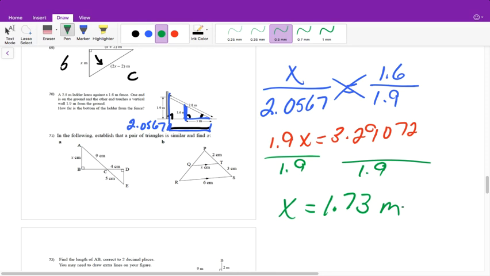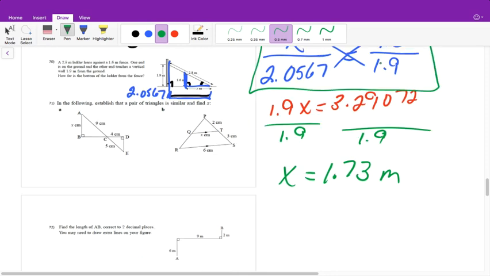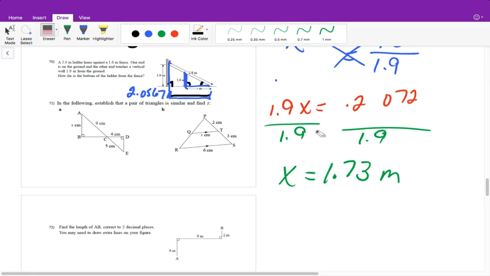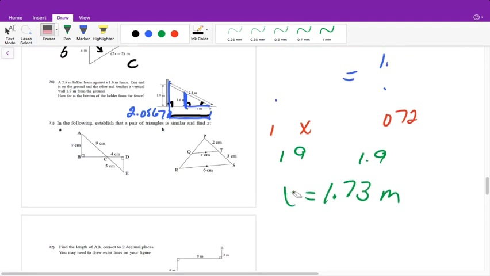I'm not going to go through A or B in this case because I just solved one, how to solve your similar triangles here. So if you need any help, just rewatch any of the videos or see me for help for that. All right, I'm going to skip along to number 72.